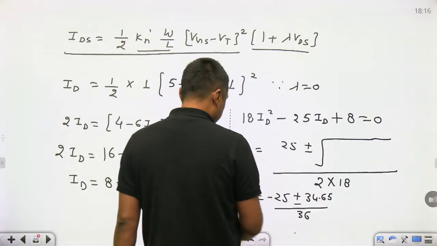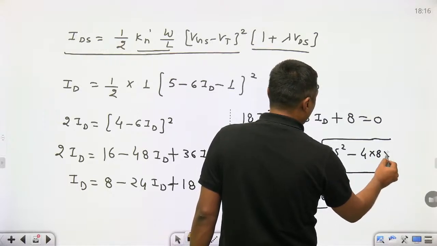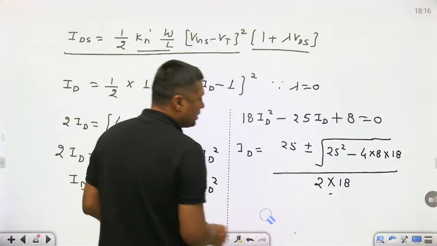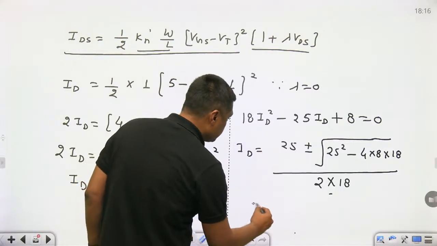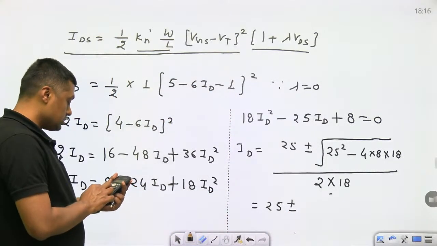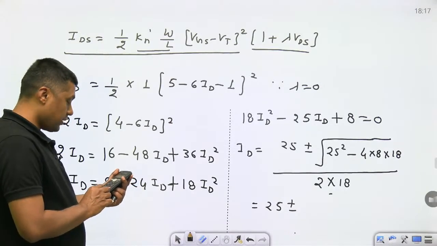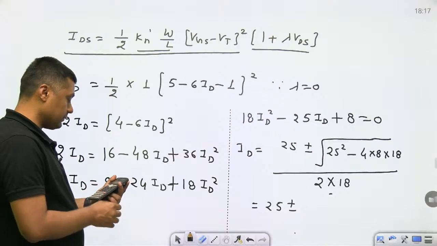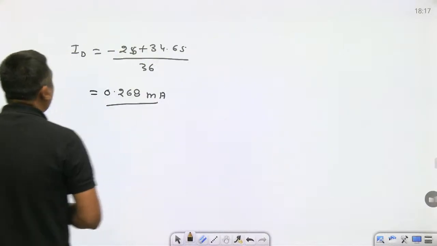This has become plus. 25 square minus 4 into 8 into 18. 4 into 18, now it is correct. 2 into 18, that is also correct. Okay, no problem, I already got the calculation mistake here. Now what is the answer here? That will become 25 plus minus root of, 4 into 8 into 18 is 576, 625 minus 576 is 49, and what is the root of 49? 7, upon 36. Now you can find the two values of ID.